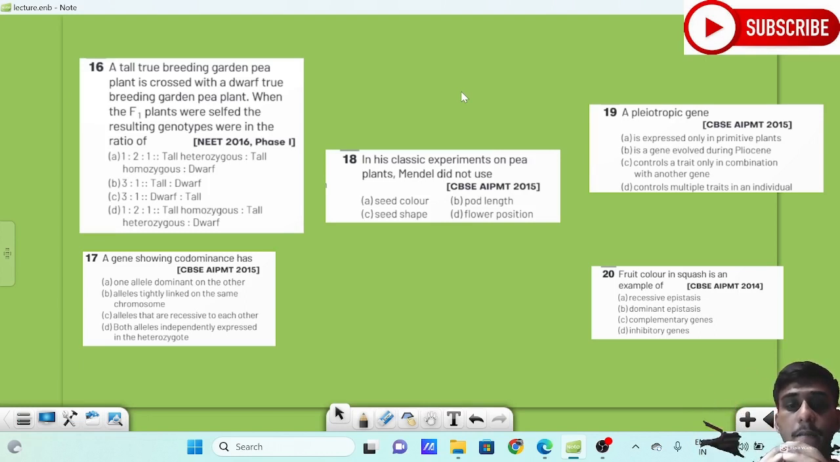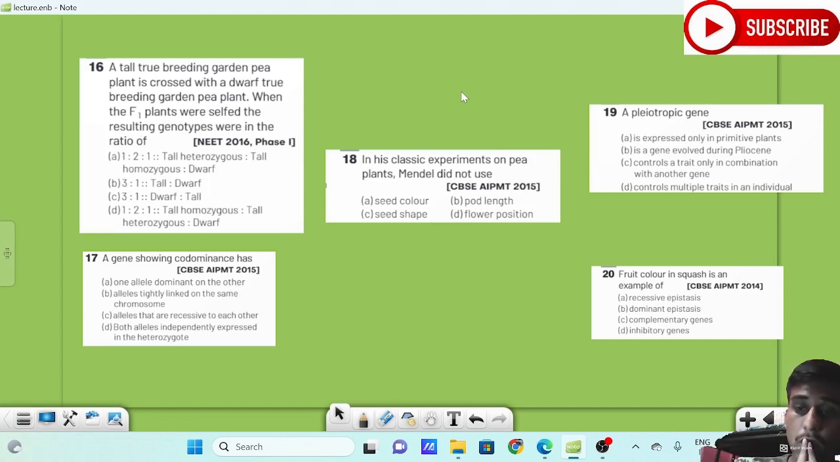Next, in Mendel's classical experiment on pea plant, Mendel took 7 characters. The characters did not include the pod length. Pod length was not included, but pod color and pod shape were included. I always tell you to remember a plant: a tall plant with axial violet flower, having a green inflated pod with yellow round seeds. These were the dominant characters taken by Mendel. So pod length was not in the 7 contrasting characters.